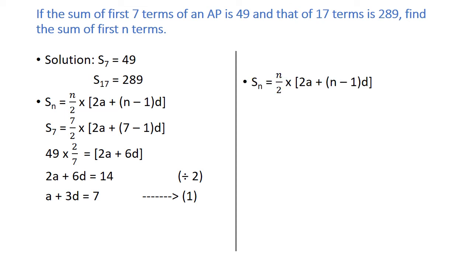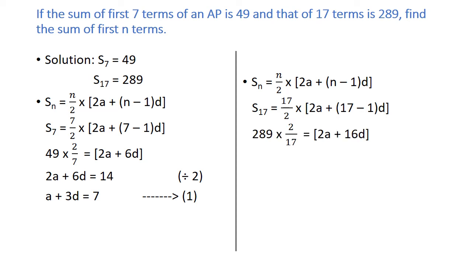Similarly, we will find the second equation from S17, using the same steps. First we'll transfer 17/2 to the other side, it will become 2/17. Then on the RHS 17 - 1 will become 16, 16 × d is 16d. Correct. Now if we cancel 17 and 289, how much do we get? 17, because 17 squared is 289, 17 × 17 is 289. So 17 1s are 17, 17 17s are 289. 17 × 2 is 34. So what does the equation become? 2a + 16d = 34.